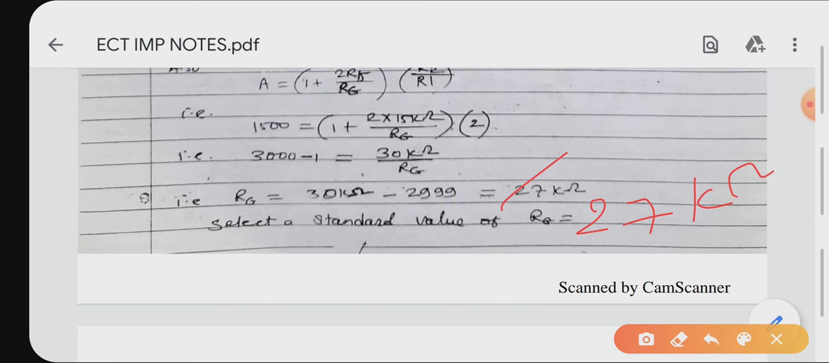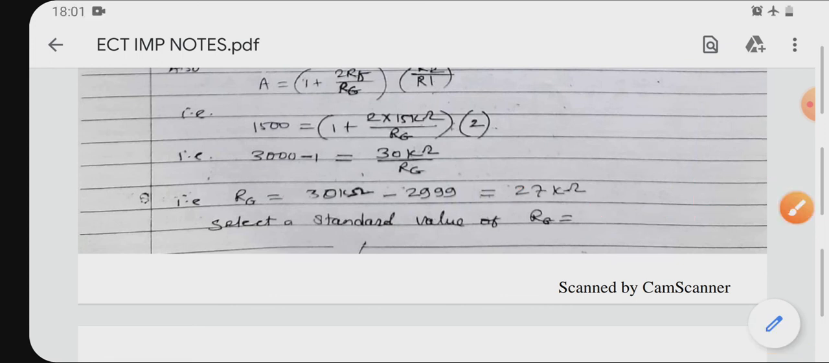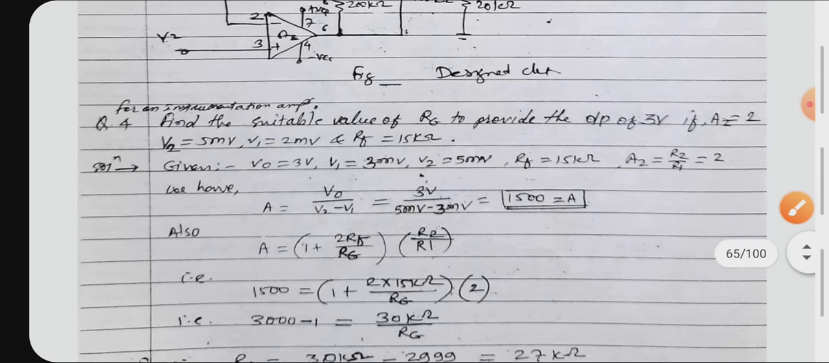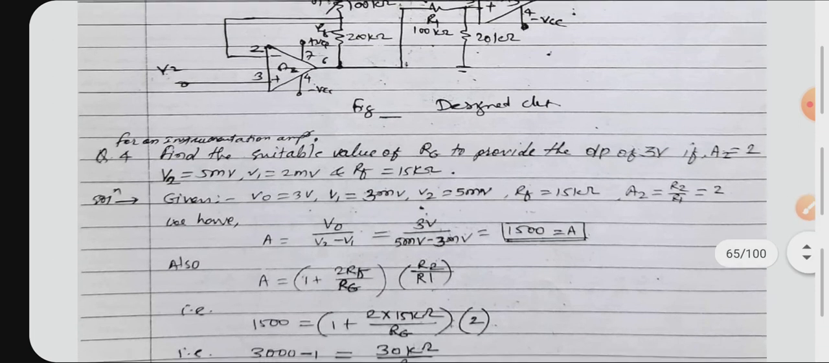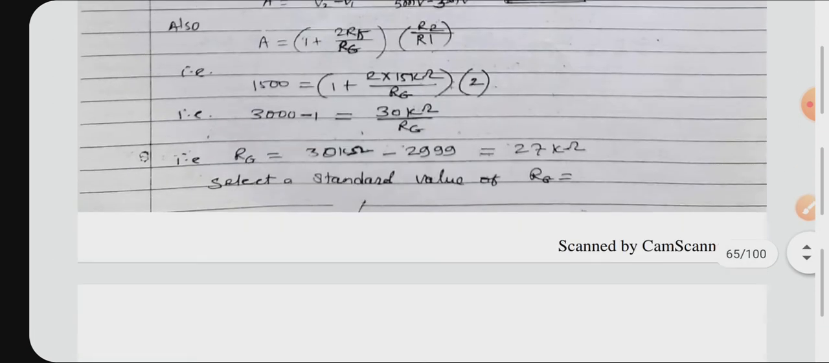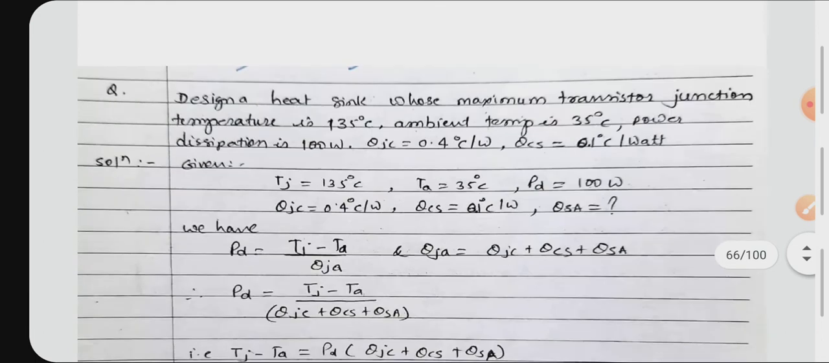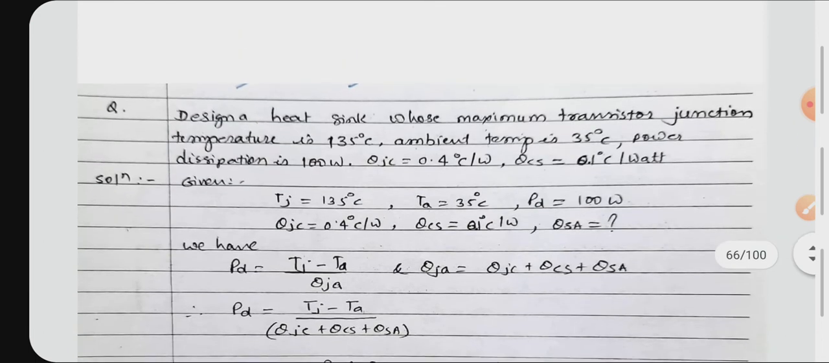Okay, so it is asked in the problem just to calculate the suitable value of Rg and we have calculated here. So this is how you can solve the problems based on instrumentation amplifier.